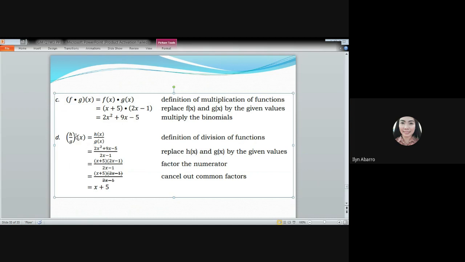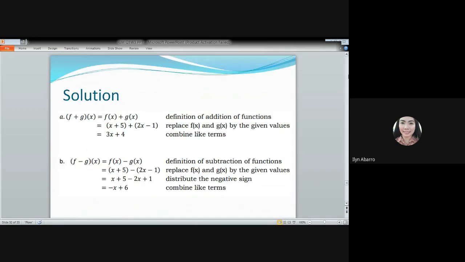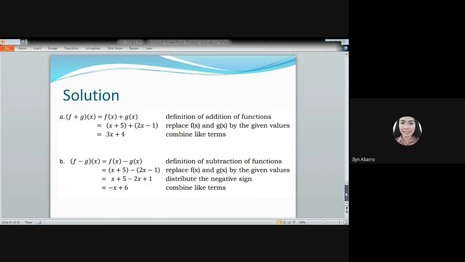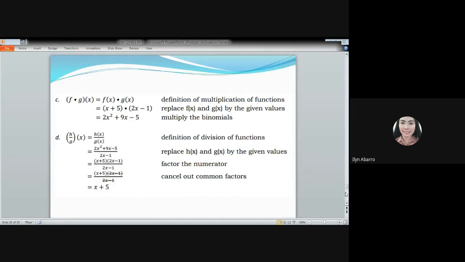So, let's proceed with h of x divided by g of x. So, it will become h of x divided by g of x. In our given, h of x is 2x squared plus 9x minus 5. So, that is our h of x. And then, substitute g of x, that is 2x minus 1. In here, this is a quadratic trinomial, sorry.